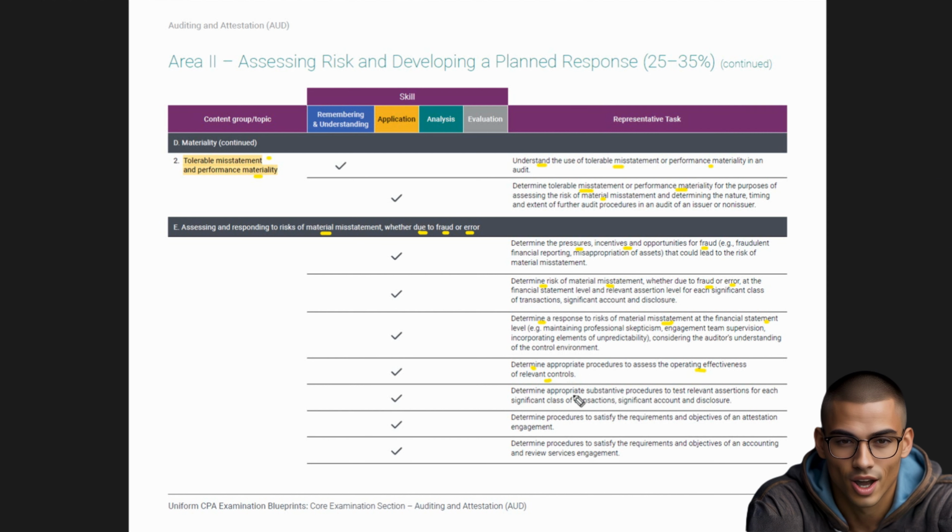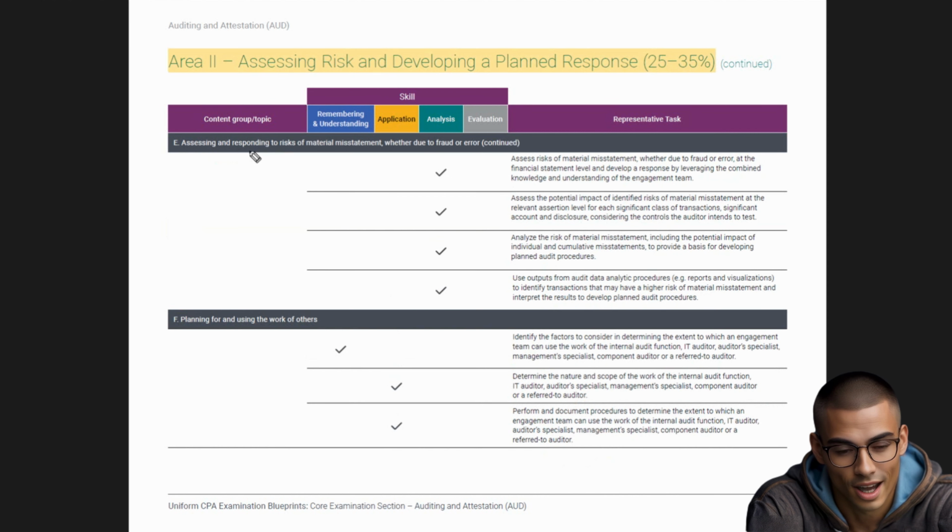You'll need to be able to determine appropriate substantive procedures to test relevant assertions for each significant class of transactions. And you'll need to be able to determine procedures to satisfy the requirements and objectives for an attestation engagement. And you'll need to be able to determine the procedures to satisfy the requirements and objectives of an accounting and review service engagement.